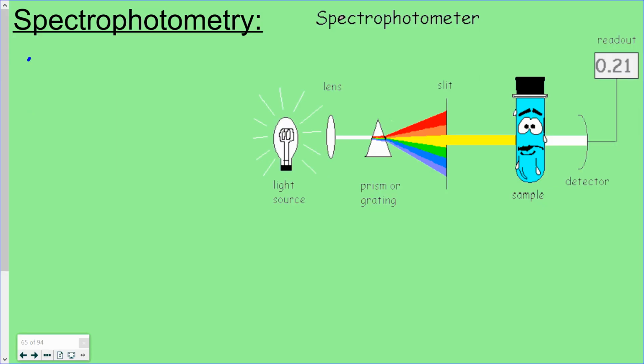Greetings, folks. Today I'd like to talk about spectrophotometry and our spectrophotometry lab. Spectrophotometry is a technique that uses light to determine the concentration of a sample.